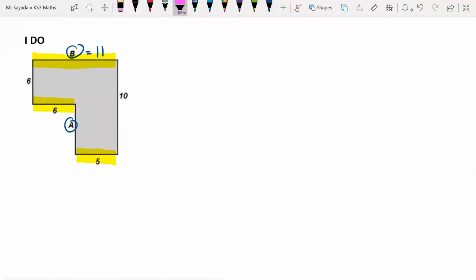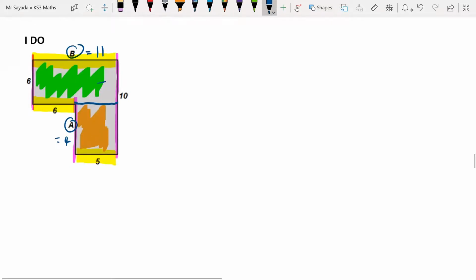Let's do the vertical lines now. This vertical line is 10. The whole height is 10. This part is 6 and this part is A. So that means A must be 4, because 4 plus 6 makes 10. Now I know all the things that I need to know, so I can just find the area in the normal way. So I'm going to split it into two separate shapes. I'm going to put a line across like this. So firstly, I'm going to find the area of this green rectangle on the top. And then I'm going to find the area of the orange rectangle on the bottom.